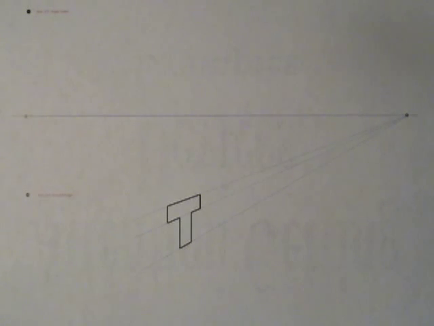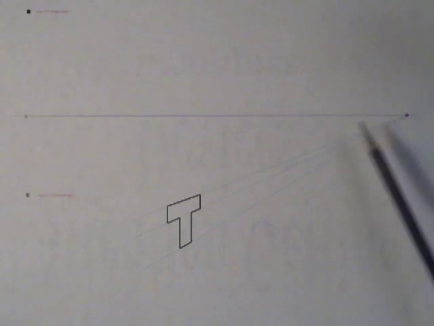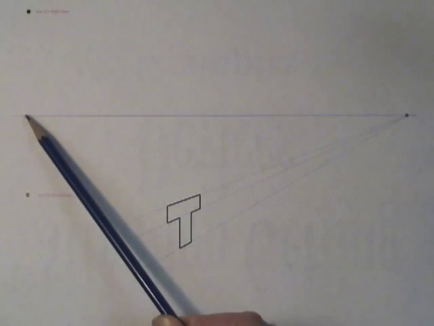Drawing shadows in perspective gives you a wider variety of possible shadows. Here we have a T in perspective to a right vanishing point. The left vanishing point, if needed, would be over here.